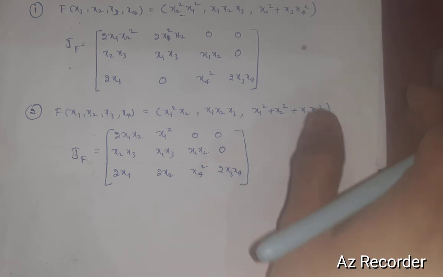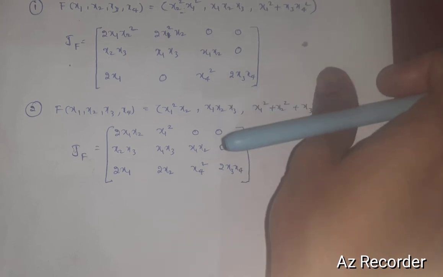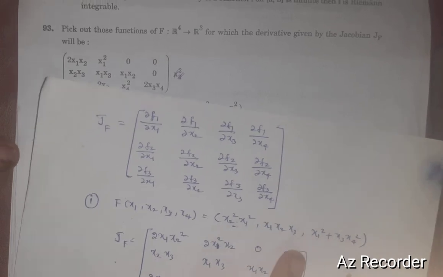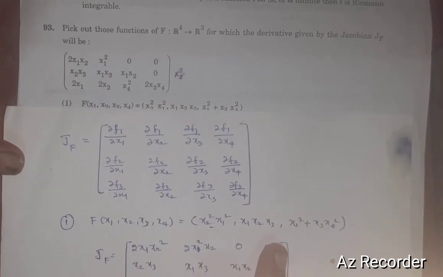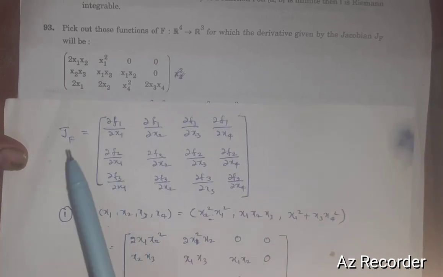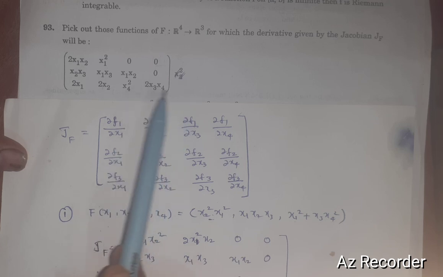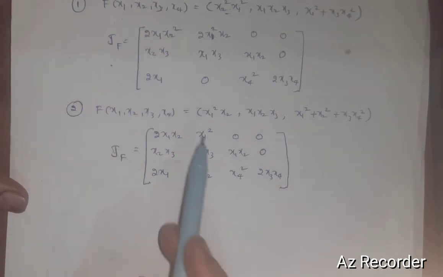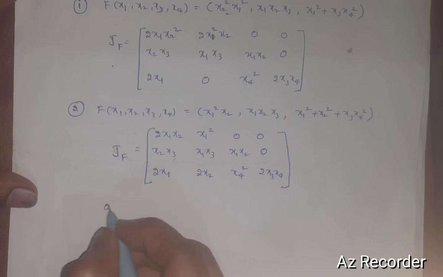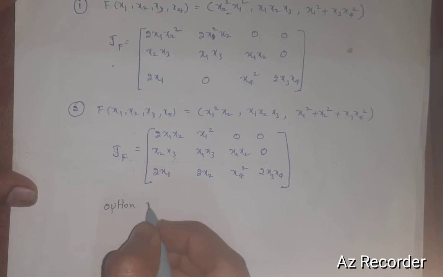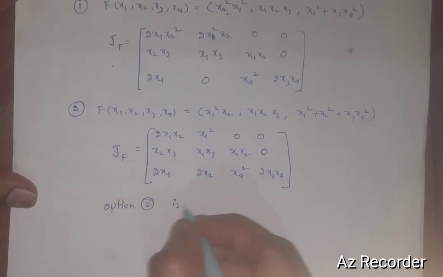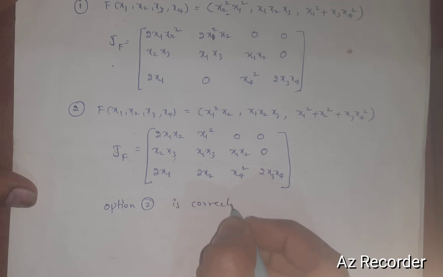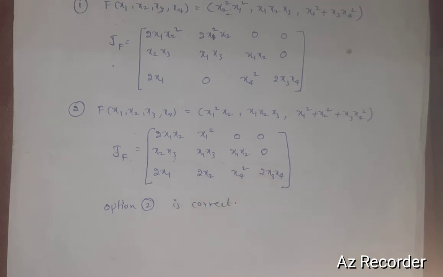Okay, so in the question they have given 2x1 x2, x1 square, so this is the answer. So the second one is the answer, option 2. Option 2 is correct. Since only one answer is correct, there is no need to check the others.